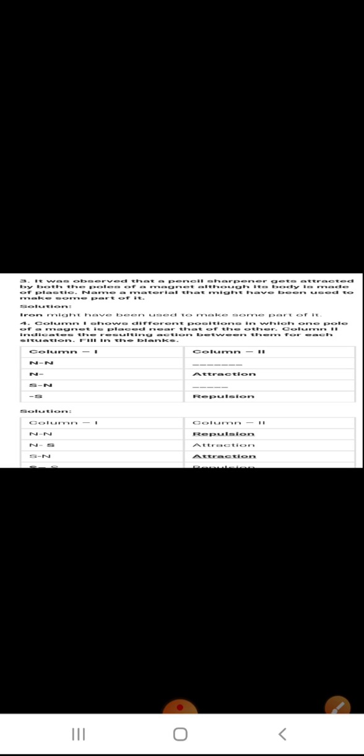Question number 4, in this one you have to do it yourself. You have to tell whether the magnetic field will show repulsion or attraction. North and north, they will repel. Similarly, north and south will attract. South and north, what will there be? Attraction. South and south will show repulsion.